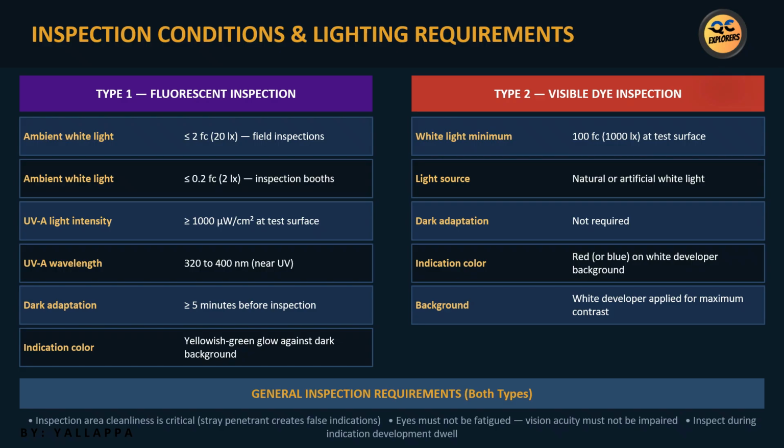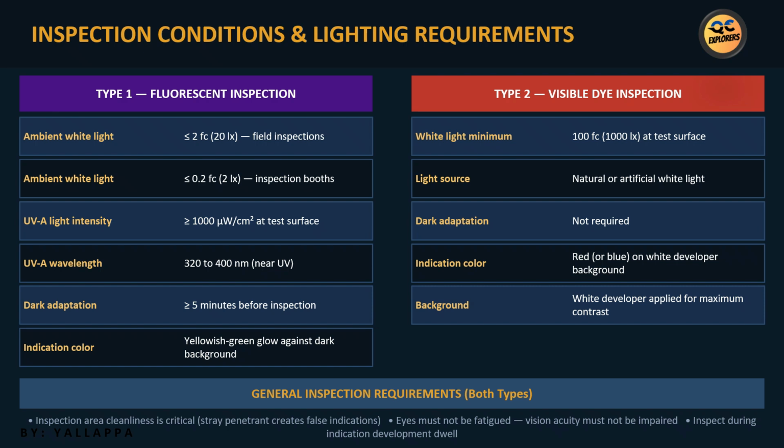Now let's discuss inspection conditions and lighting requirements. This is one of the most important PT theory areas. For fluorescent inspection, ambient white light must be controlled carefully. Field inspection areas should not exceed 2 foot candles. Inspection booths are even stricter, typically around 0.2 foot candles. Now, UVA intensity must be at least 1,000 microwatts per square centimeter at the inspection surface. And the UVA wavelength should be between 320 and 400 nanometers.